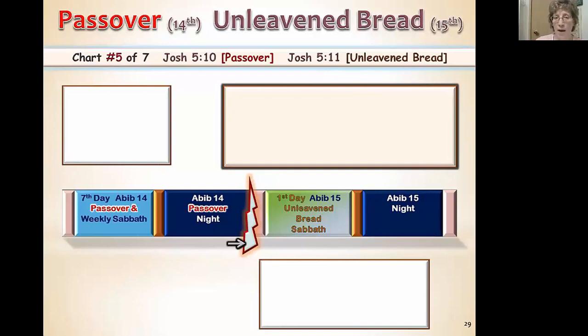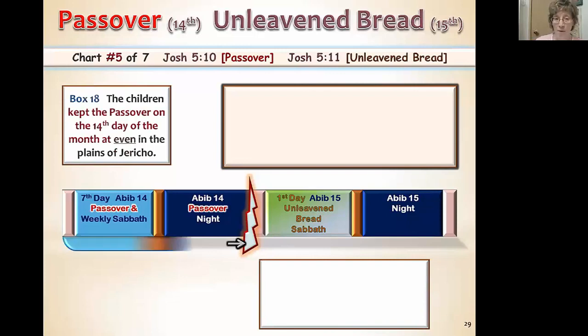There in Joshua 5, verse 10 and verse 11. The children kept the Passover on the 14th day of the month. It says they kept it at even in the plains of Jericho, and the 14th started in the morning and goes all the way to the next morning. That's what the scriptures say.